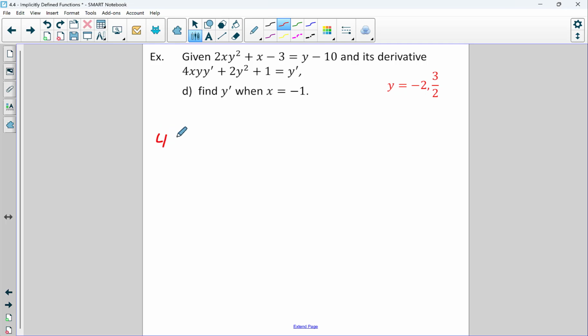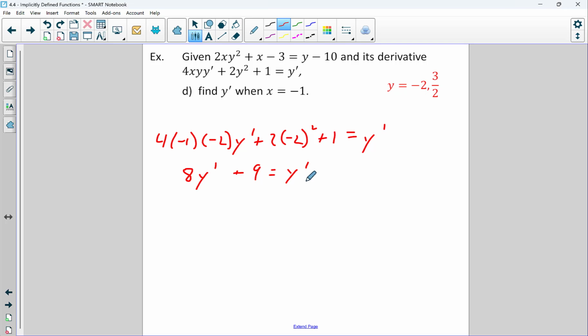So our derivative is 4x, x is -1, y we're going to use -2, and then y prime is our unknown, plus 2 times y, which is -2 squared, plus 1 equals y prime. So I see a double negative, that's going to be a positive, so that's going to be 8y y prime. That's going to be 4. That's going to be 8 right there, plus 1, which is 9, equals y prime.